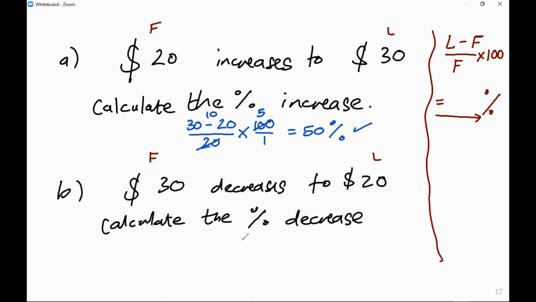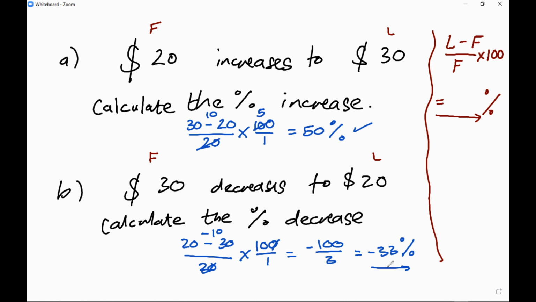Next one. 20 is my last number. My first number is 30. And then if I divide it by the first number, which is 30, it becomes negative 10. But I'm multiplying this by 100 as well, over 1. So that's going to cancel out there. 20 minus 30 is actually negative 10. So this is actually going to be negative 10 times 10, which is negative 100 divided by 3, which is a reduction of 33%. All right, so it's reducing. Decrease is going to be 33% decrease for this one. Increase is going to be 50% increase for that one.